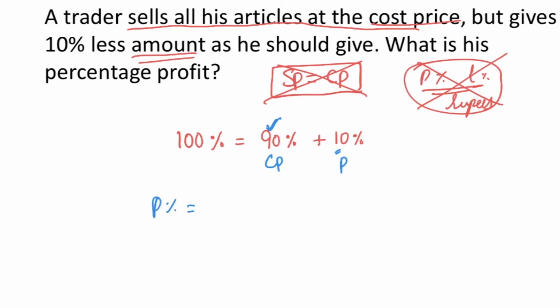Profit percent is profit by cost price into 100%. 10 divided by 90 into 100%. Zero, zero cancel. 100 by 9, that is 11 1 by 9% is the profit.